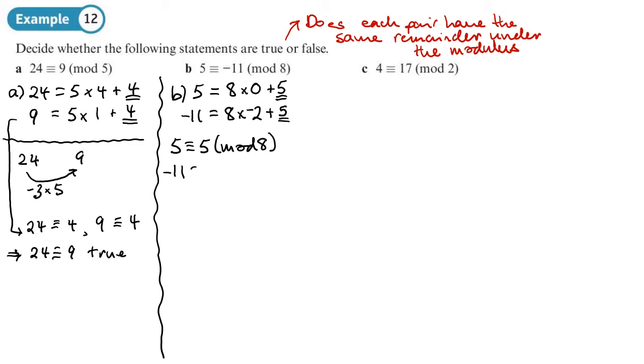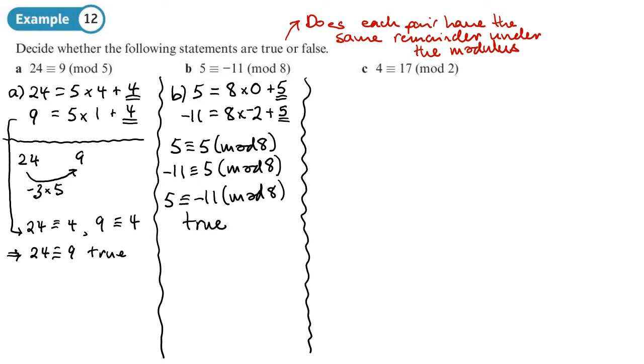Negative 11 is equivalent to 5 in mod 8. So that shows that 5 is congruent, I keep saying equivalent, congruent to negative 11 under mod 8. So the statement is true.